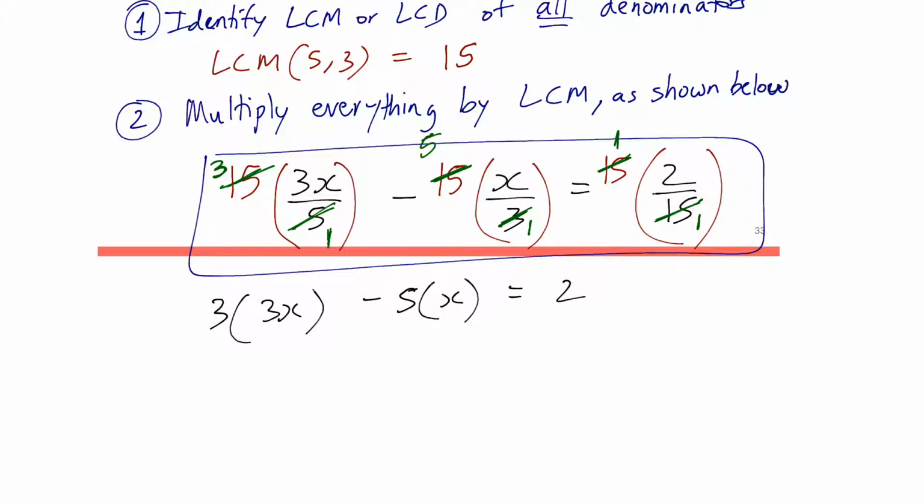And if you really want, you could even skip this step altogether and directly go into 9x minus 5x equals 2. Right after you cancel like this, do 3 times 3x, you get the 9x. After you cancel like that, do 5 times x, you get this. And so on. Hey, question?